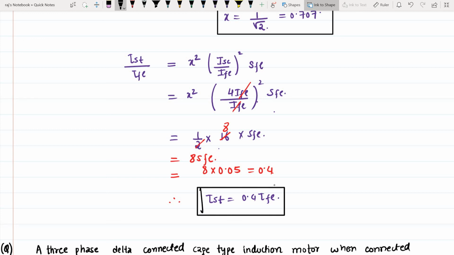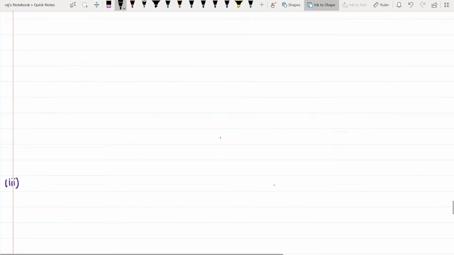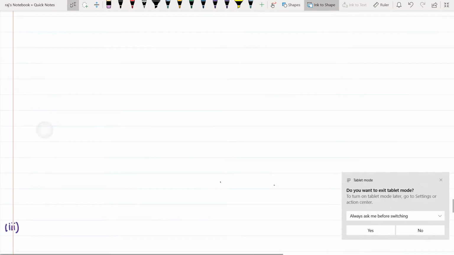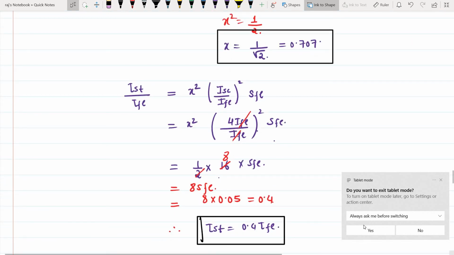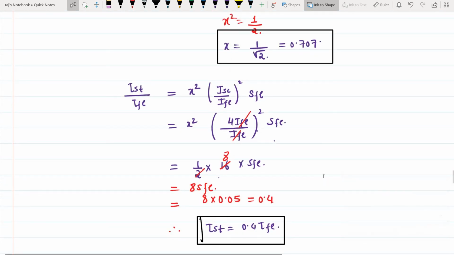So for this lecture, this is it. In the next lecture we are going to solve further more problems, and then we are going to see slip ring starter, okay, resistance starter in the slip ring motor. Till then, thank you very much.